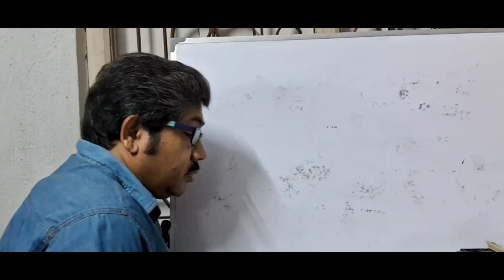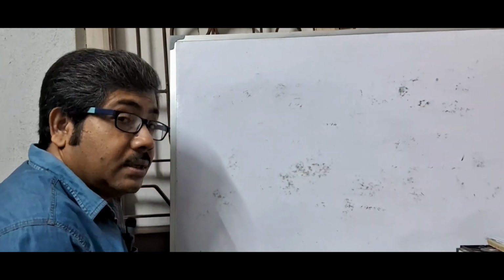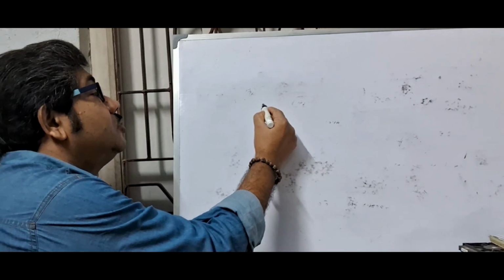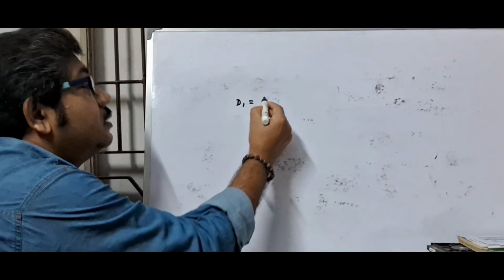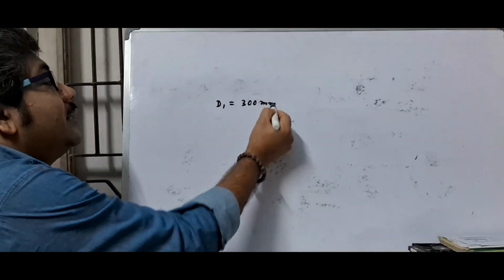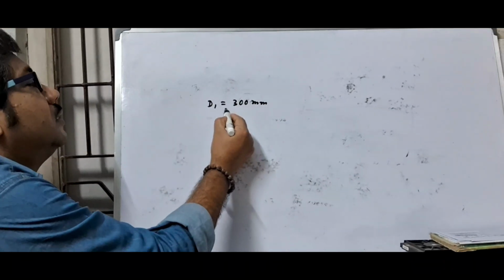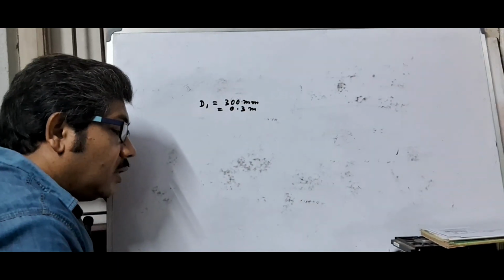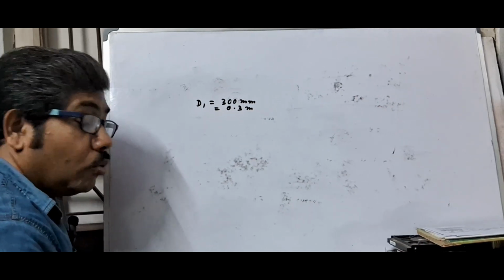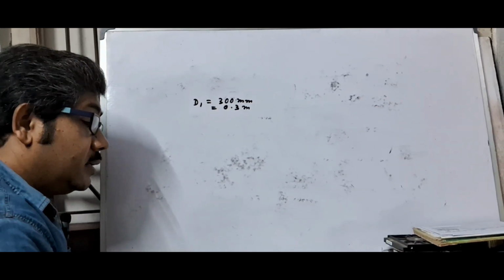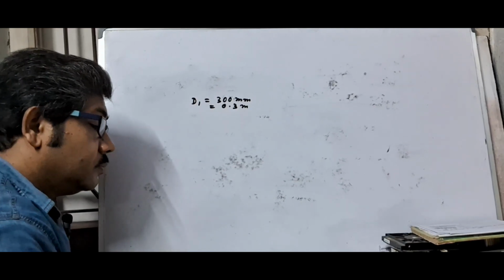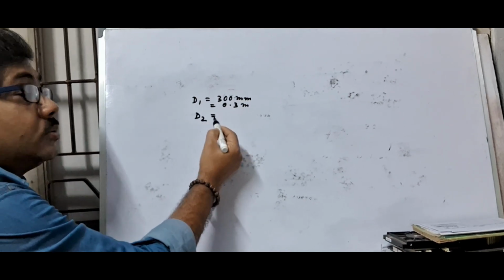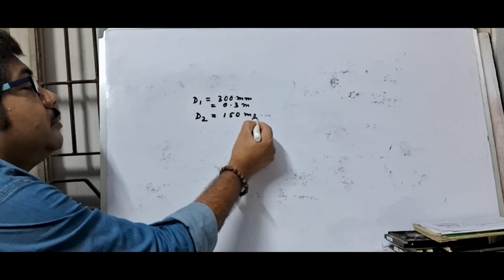A horizontal Venturimeter is provided in a pipe of 300 mm diameter. So the pipe diameter, that means section one, D1 equal to 300 mm, so this is 0.3 meter, and it is conveying water. Remember the liquid is water. The throat diameter is 150 mm. That means this is section 2, we know that, and this is 150 mm.